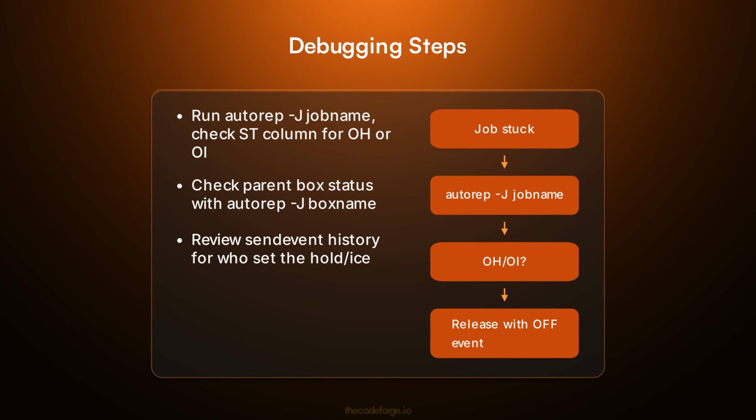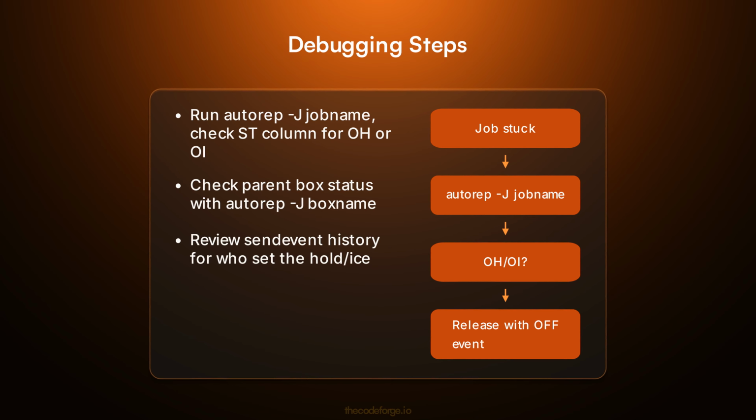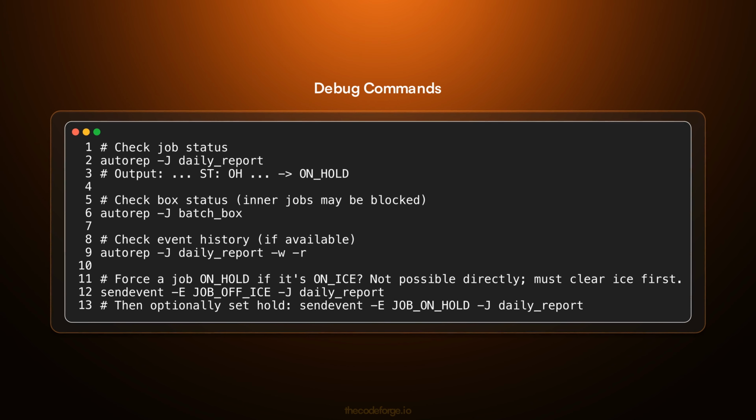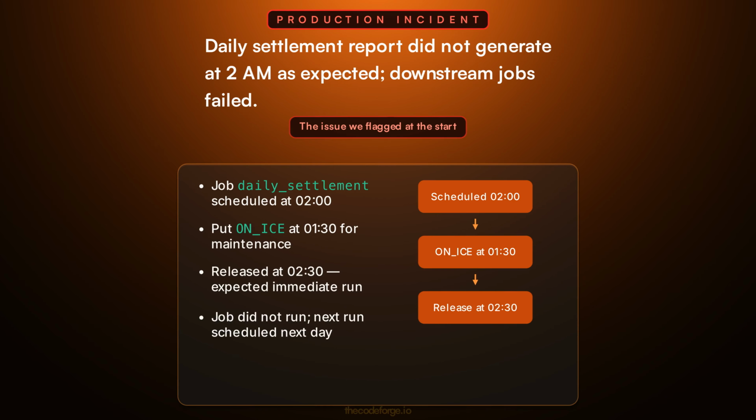When a job won't start, first check its status with autorep. Look for OH or OI in the status column. Also check the parent box. If the box is held, inner jobs are blocked even if they look normal. Here are the commands to debug. Use autorep to check status, and remember you cannot force a job on hold while it's on ice. You must clear ice first. This is the same issue we highlighted at the start.